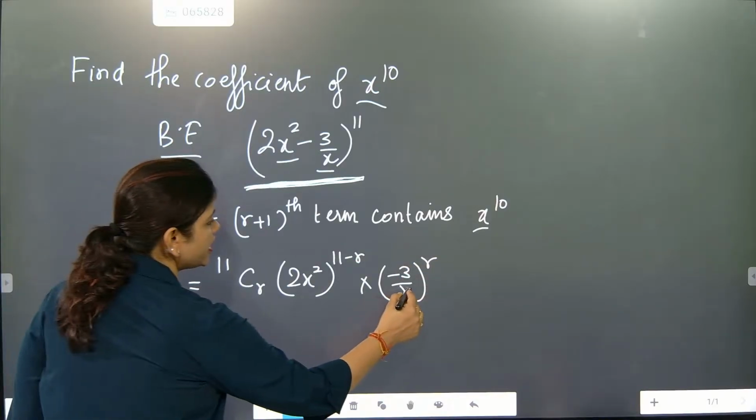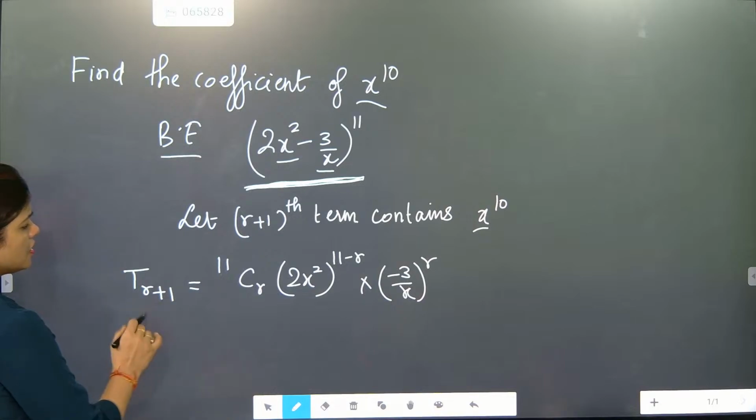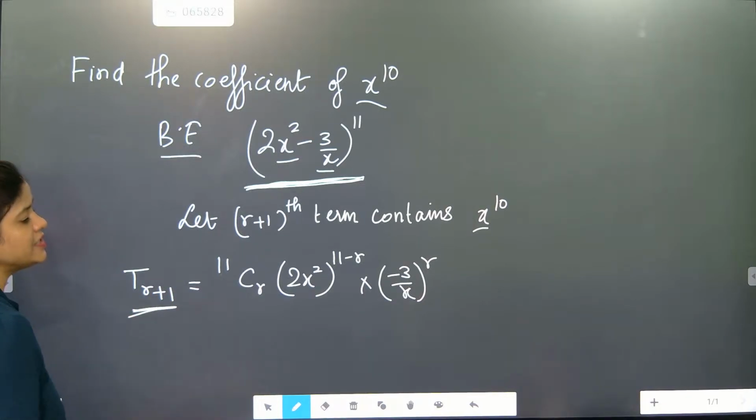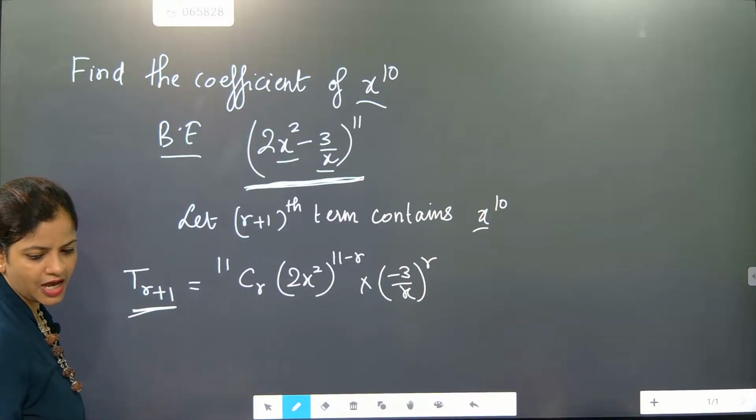Sorry, 3x to the power r. Done. Now, this is exactly continuous. The r plus 1th term is having x degree as 10.